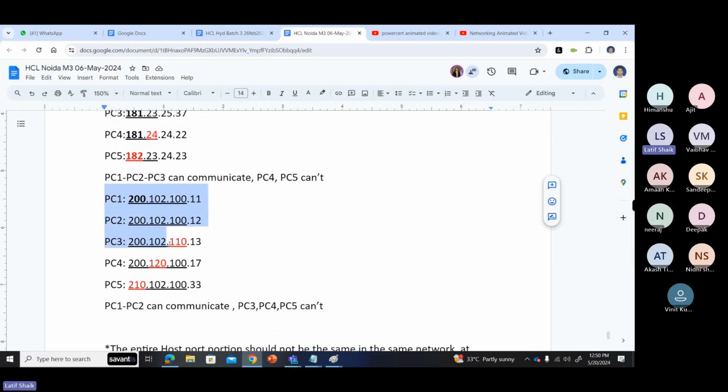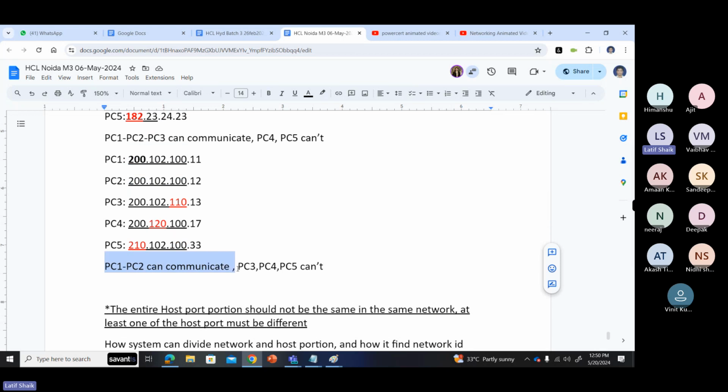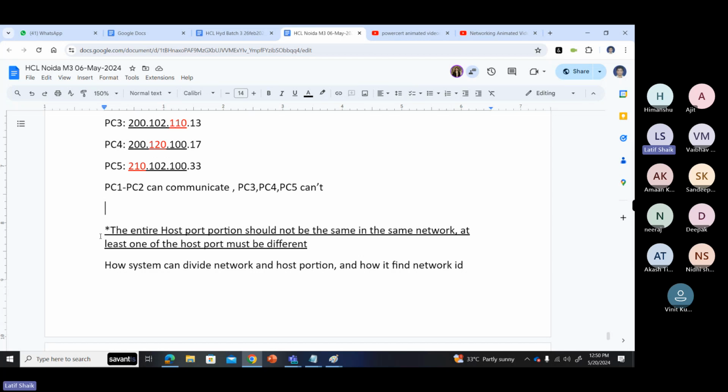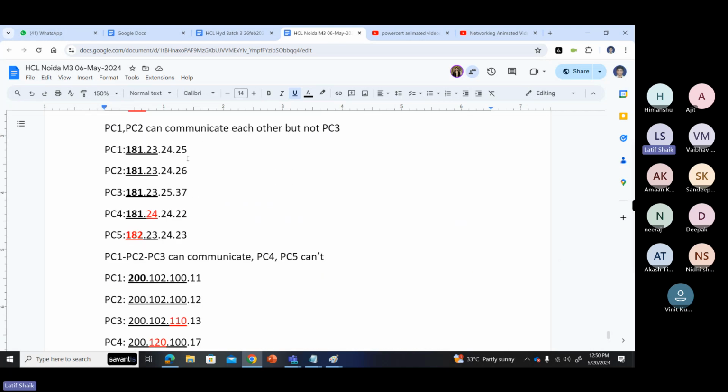Same goes for class C. You have to check whether the first three portions are the same or not. PC1, PC2 can communicate, but PC3, PC4, PC5 cannot communicate with 1, 2, 3 as well as with each other. The entire host portion should not be the same in the same network. At least one host portion must be different. Here one host portion is different. Here two host portions are different. Both are good.